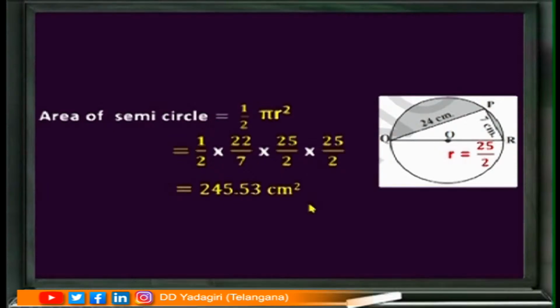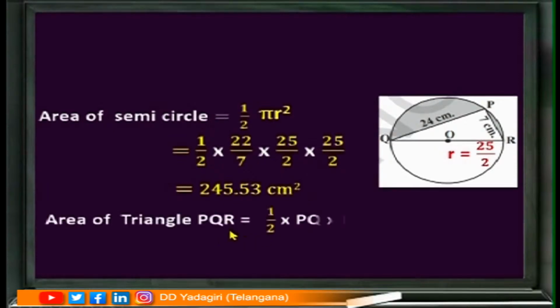Now, we need to find out the area of the triangle PQR. So, half into base into height. This is a right angle triangle, right? For a right angle triangle, we know the formula half into base into height. Here base is PQ and height is PR. We know the values of PQ and PR, half into 24 into 7. So, 2 ones are 2, 12 7s are 84. Now, we got the values of the semicircle and also the area of the triangle.